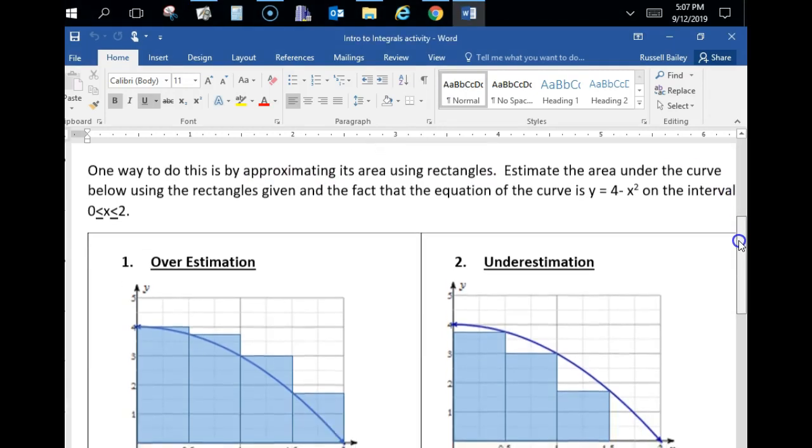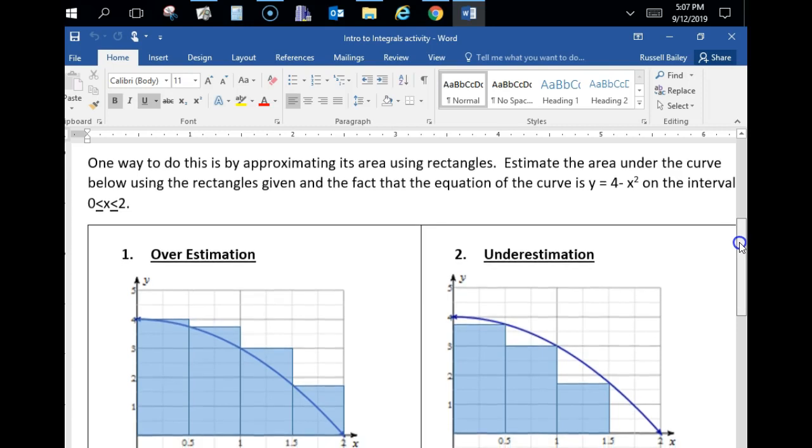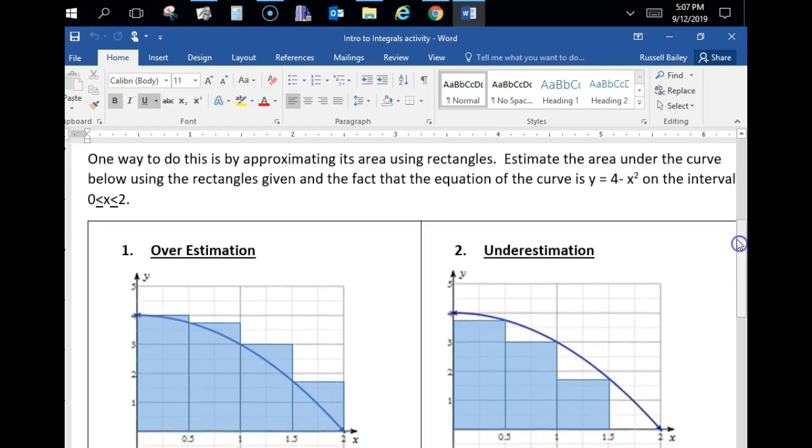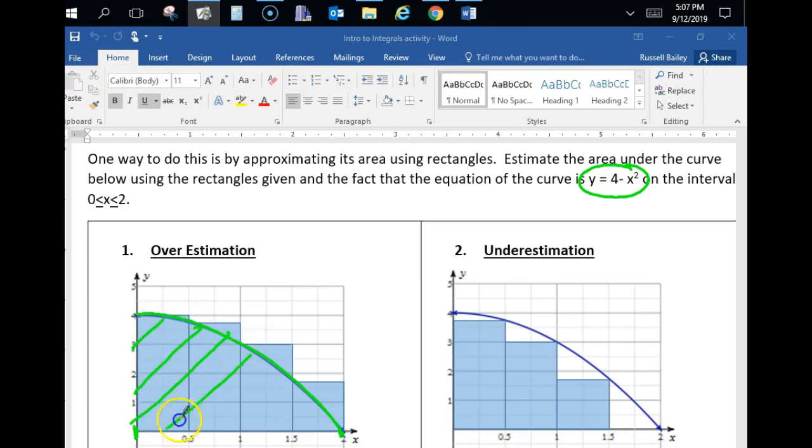We're going to estimate the area under this curve below using the rectangles that I've drawn here and the fact that the equation of the curve is y equals 4 minus x squared. That's the part that's not obvious and people miss it, so make sure you got that. And we're going from 0 to 2. So remember, we're trying to find the area underneath this curve on the interval from x equals 0 to x equals 2. So that would be this region I'm shading.